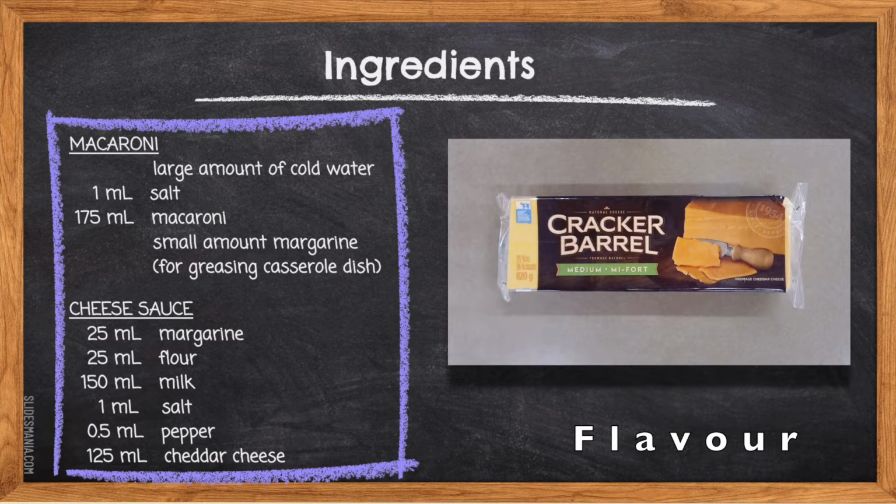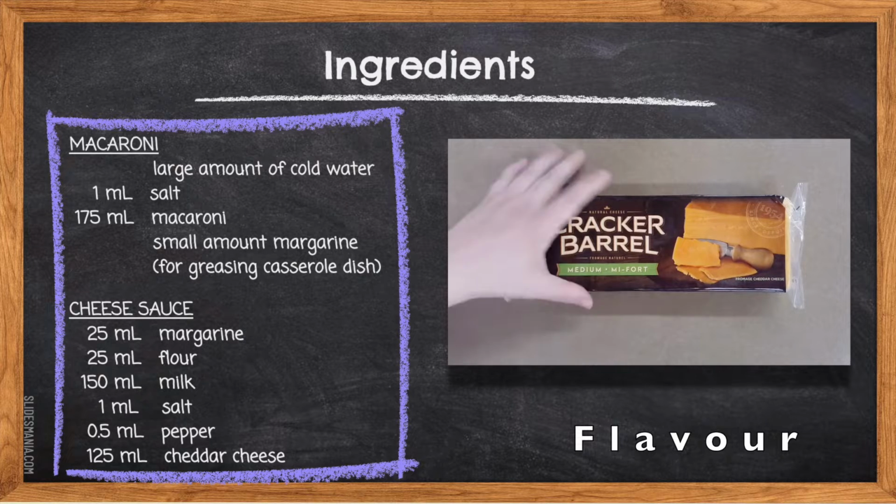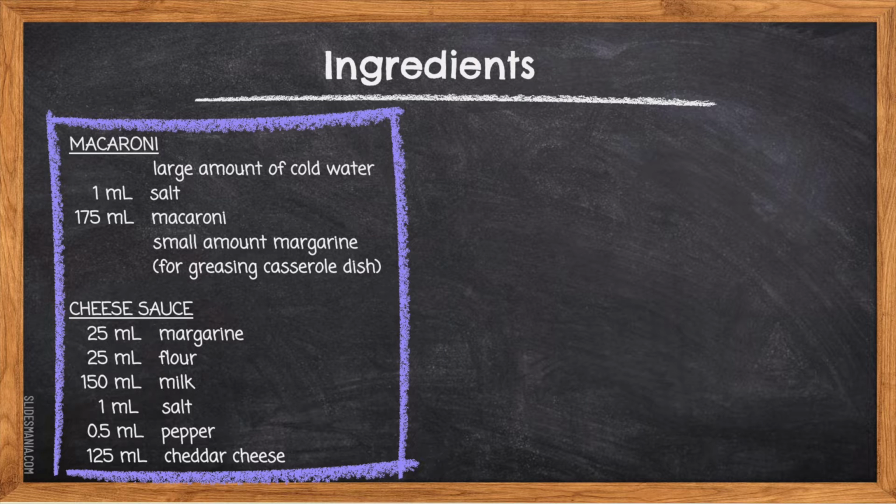125 milliliters grated cheddar cheese. Cheese is the main flavor for our sauce today. We're using a medium cheddar, which has been aged slightly longer than a mild one, has a little bit more flavor, but not as sharp or distinctive as a strong cheddar. This type of cheese is very good for melting. These are all the ingredients for the macaroni and cheese.